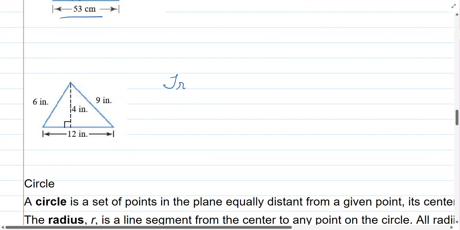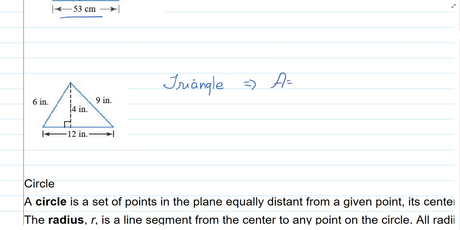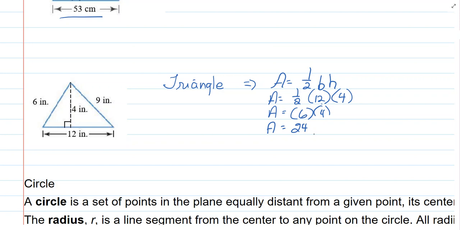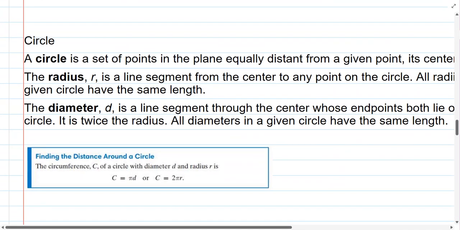This is a triangle. So then we use the formula 1/2 base times height. So in this case, we're going to have the area equal to 1/2. The base is 12, and the height is 4. So I'm going to do this. 1/2 of 12 is 6 times 4. So the area is 24 square inches, or 24 inches squared.